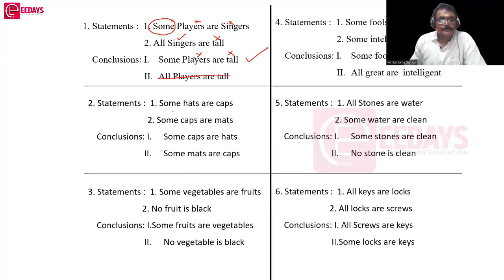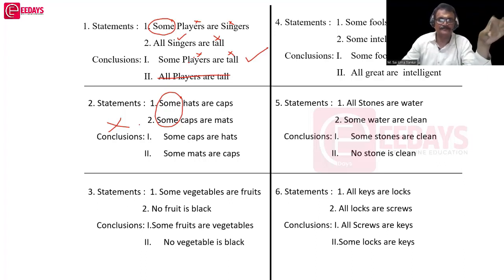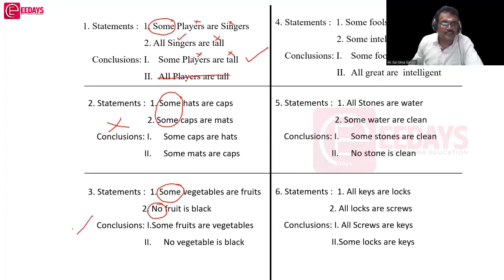Next. Observe here: if both of the statements are particular, what happens? There is no mediate inference. Leave it and go to the next question. That's it. There is no need to draw Venn diagrams or anything. Next. If one statement is particular and the other statement is negative, what is the conclusion? Particular negative. Is there any particular negative conclusion? No. So there is no mediate inference. Go to the next one.